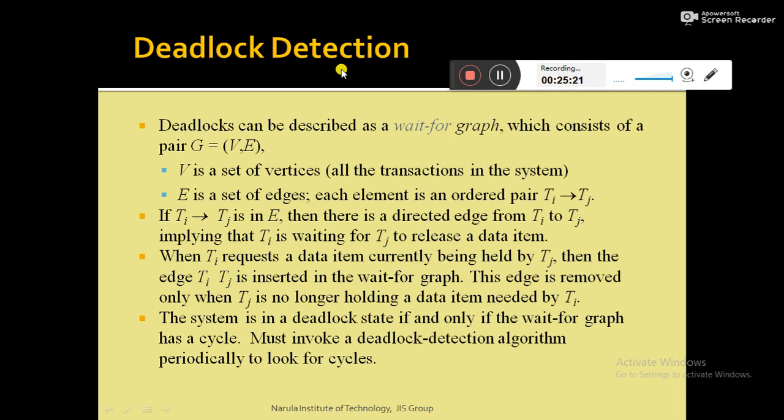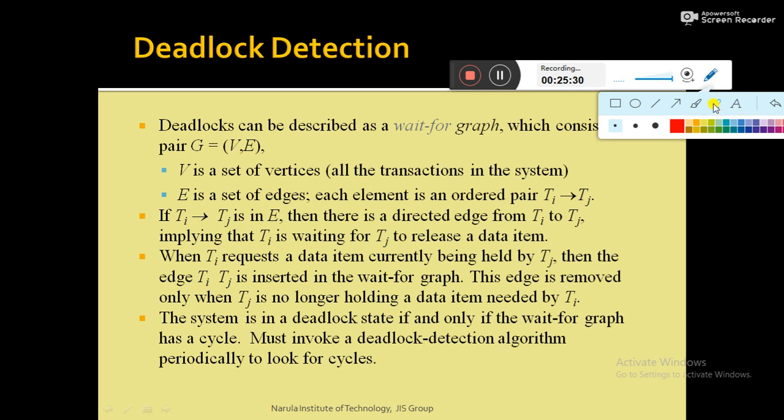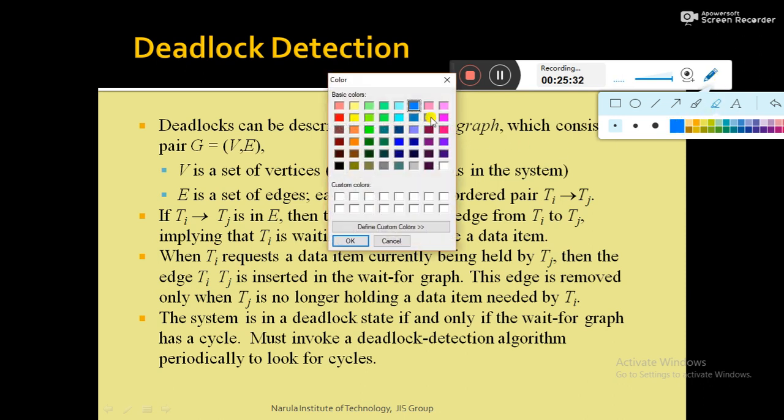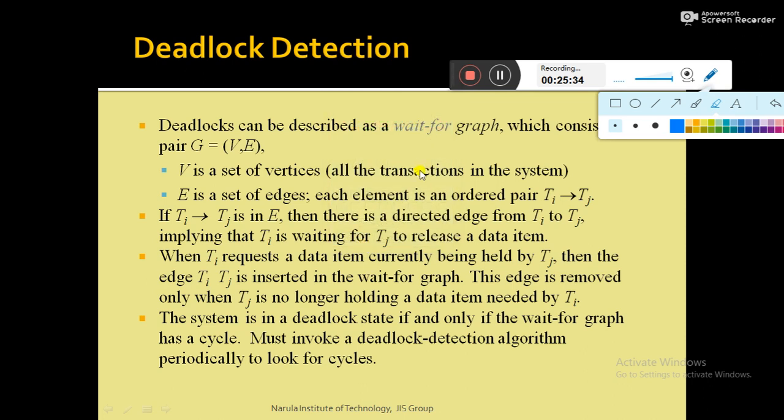So first, let's discuss the deadlock detection technique. How to detect a deadlock? To detect a deadlock, we need a graph which is called the wait-for graph. It's very important. The purpose is to represent the deadlock scenario. With the help of the wait-for graph, we can represent the deadlock state in a system.